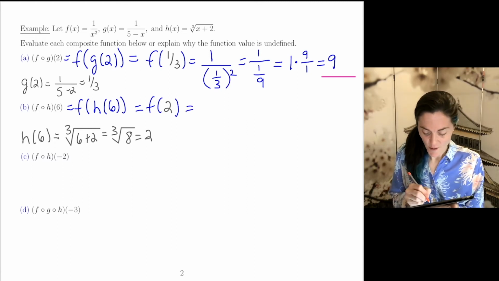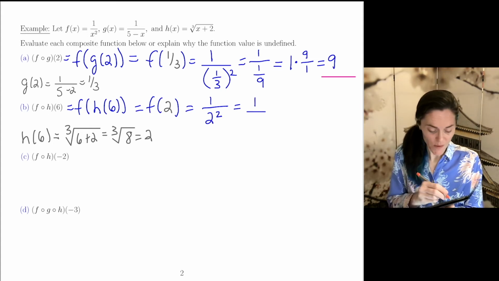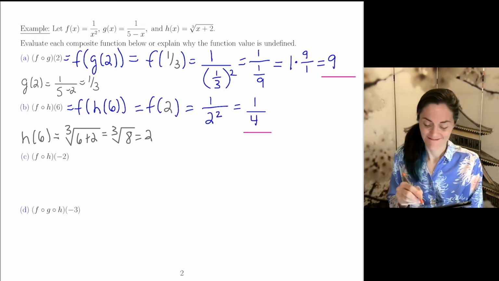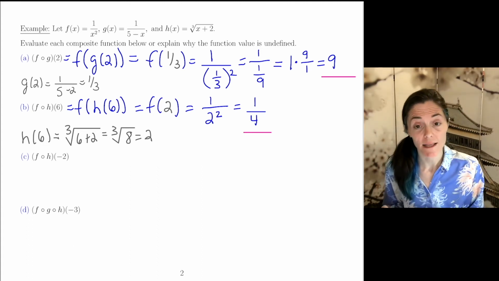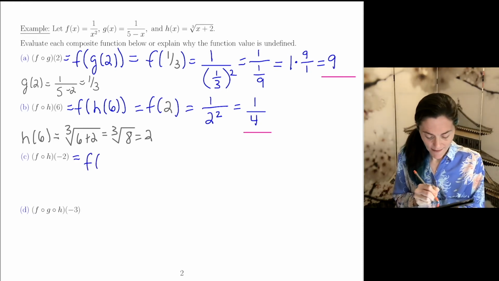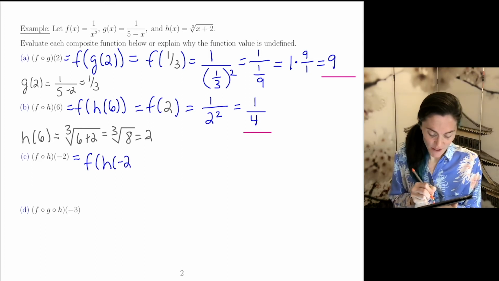And I see the formula, this would be 1 over 2 squared. So this is 1 over 4. And this will be my answer to letter B. Now we have 2 more in this problem. F composed H of negative 2. Well, just as before, the one right above, this would be F of H of negative 2.